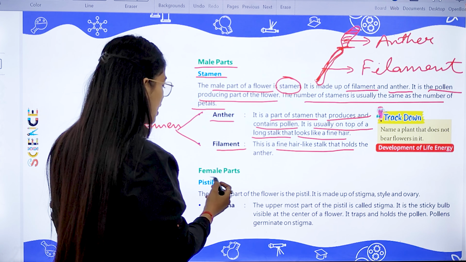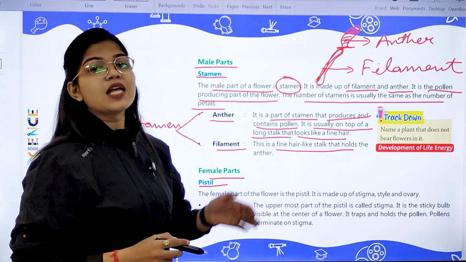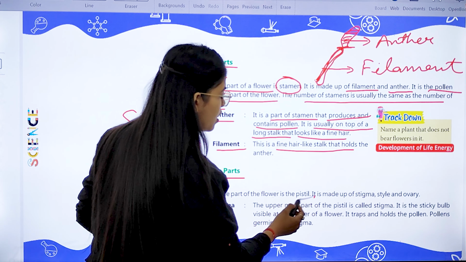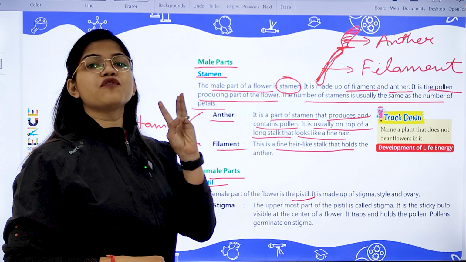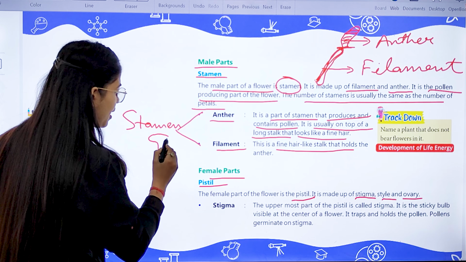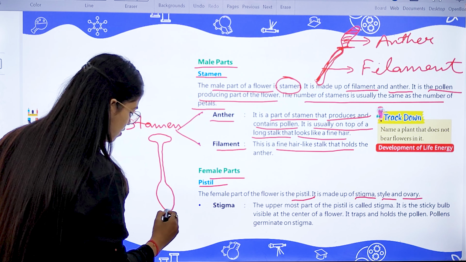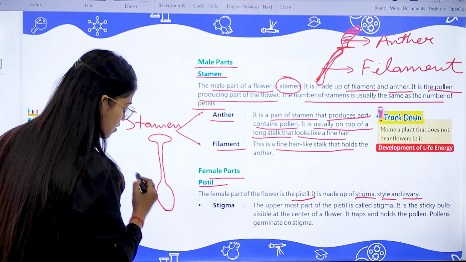Okay. Next, we have the female part, which is known as pistil. Means what? The female part of the flower is the pistil. And it is made of three further parts, that is stigma, style, and ovary. First of all, we have stigma. So the uppermost part, this is how the female part of the flower is known as. I will show you like this. Okay. Somewhat like this. So this upper part is known as stigma.